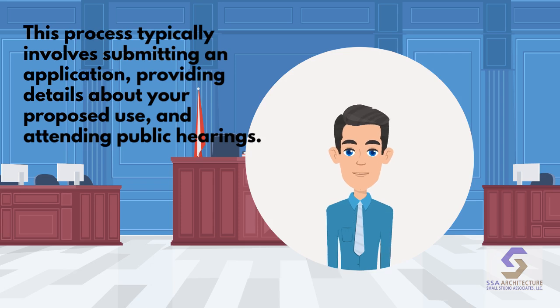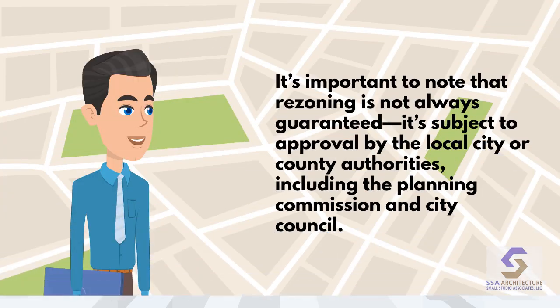This process typically involves submitting an application, providing details about your proposed use, and attending public hearings. It's important to note that rezoning is not always guaranteed. It's subject to approval by the local city or county authorities, including the Planning Commission and City Council.